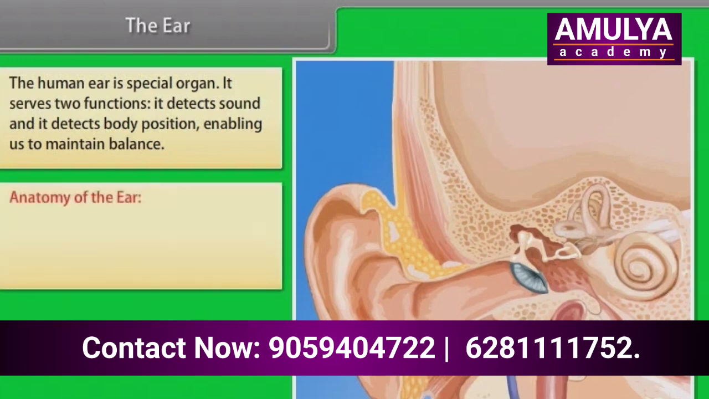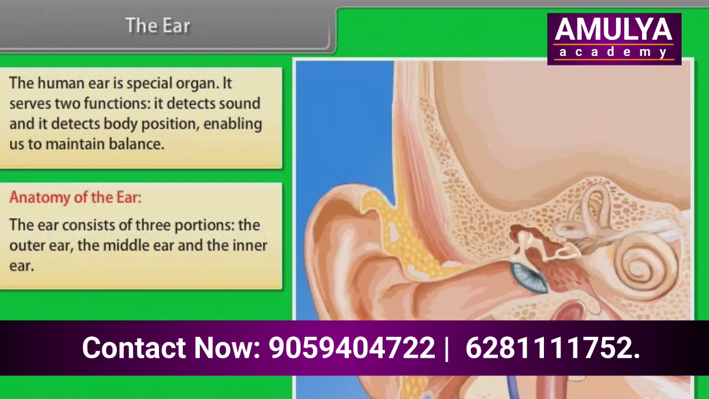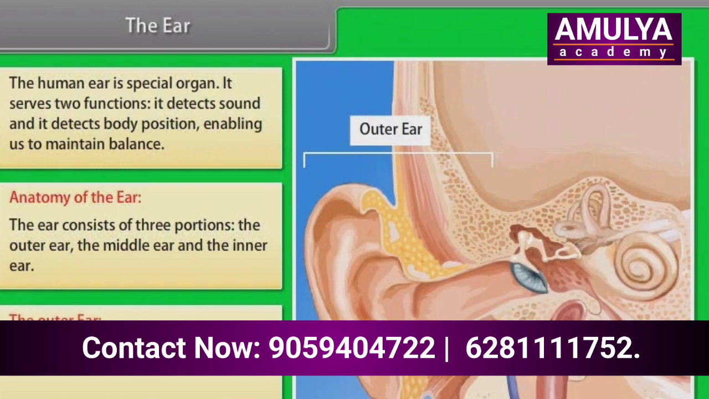Anatomy of the ear. The ear consists of three portions: the outer ear, the middle ear, and the inner ear. The outer ear consists of an irregularly shaped piece of cartilage covered by skin, the pinna, and the earlobe, a flap of skin that hangs down from the pinna.